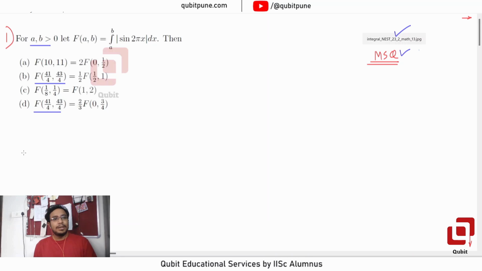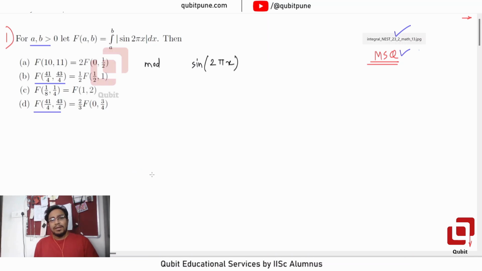Now the integral that we are given is a to b of mod of sine 2πx. Obviously the final answer will depend on what you write as a and what you write as b. Correct? Secondly, we have a mod function, and then inside mod we have sine of 2πx.